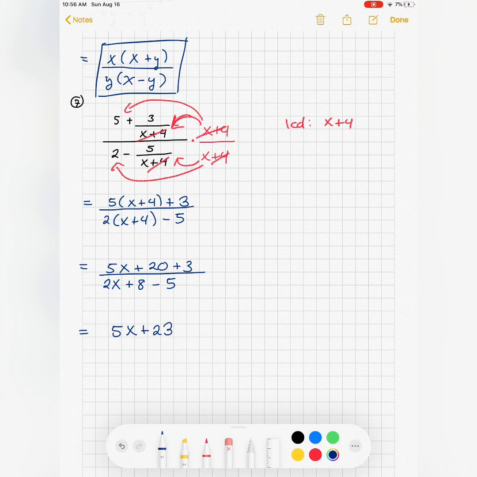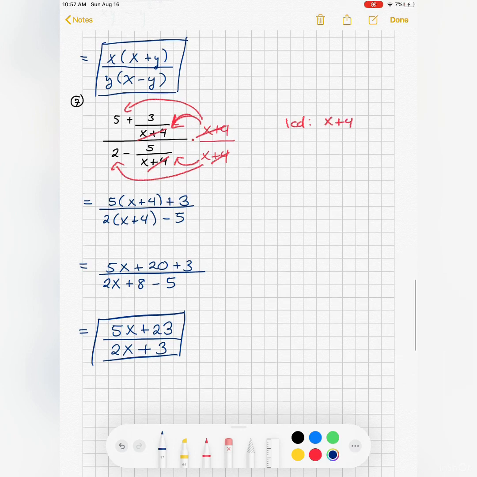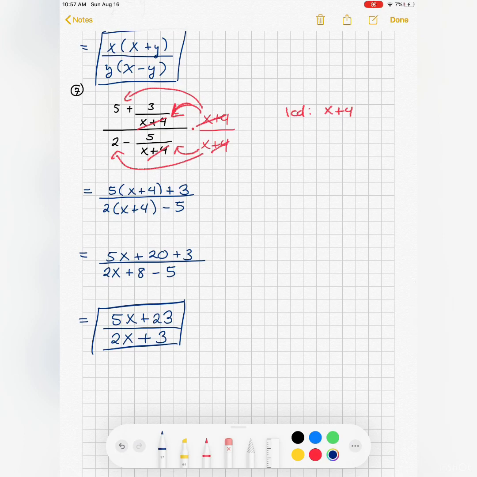So 5x plus 23, 2x plus 3. So that trick's going to come up a lot throughout the course. We encounter a lot of those complex or compound fractions.